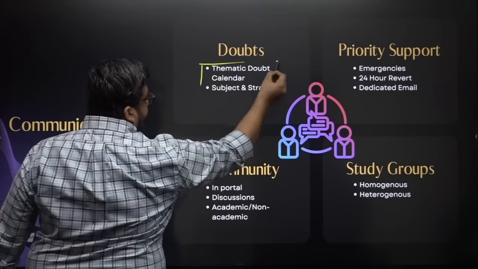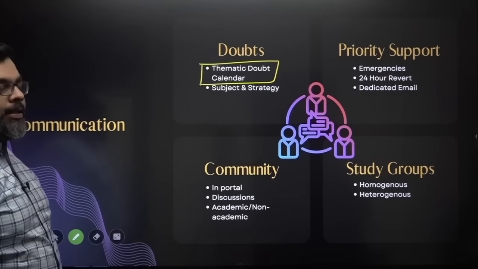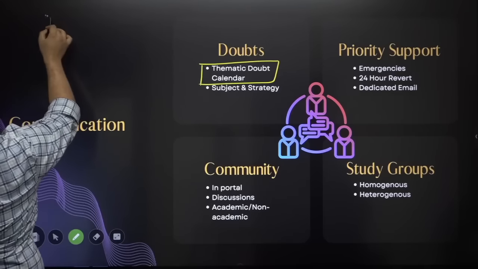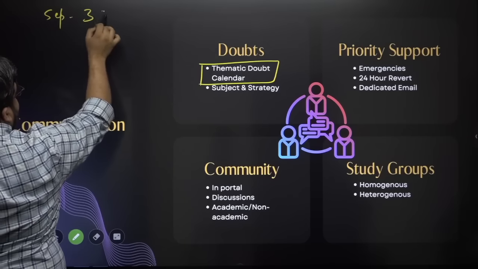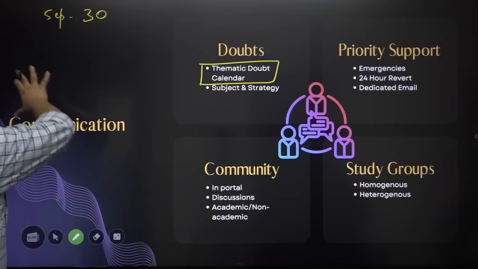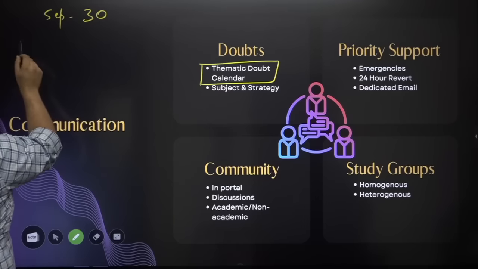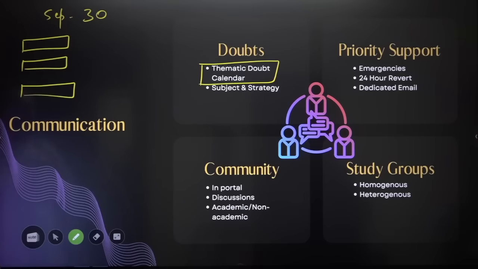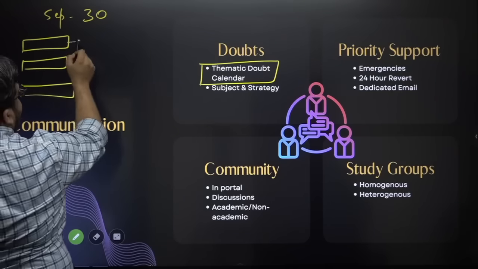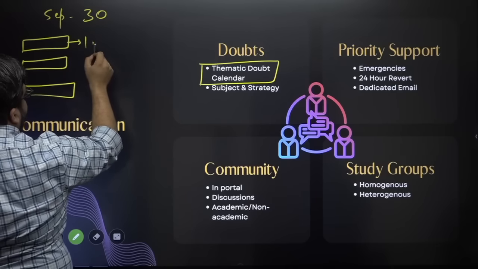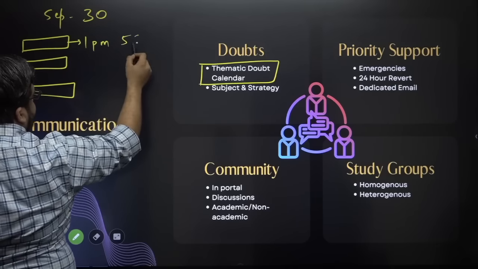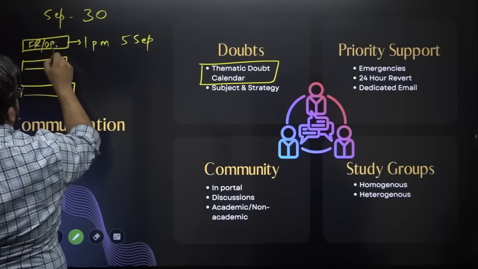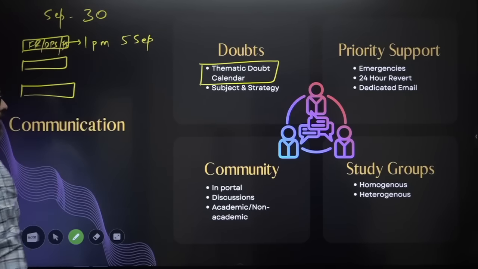We're going to have a year-long thematic doubt calendar. For example, let us say it is the month of September. The month of September has about 30 days. Across these 30 days, there are going to be dedicated doubt sessions for topics in polity. For example, a dedicated doubt session at, let us say, 1 p.m. on 5th of September on, let us say, fundamental rights, directive principles, and fundamental duties.